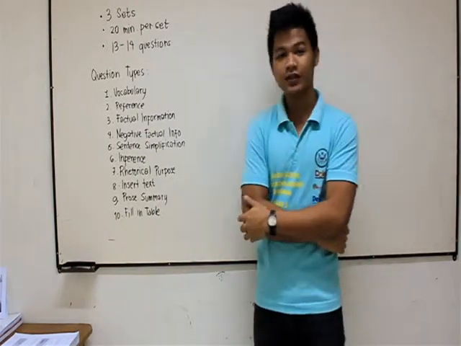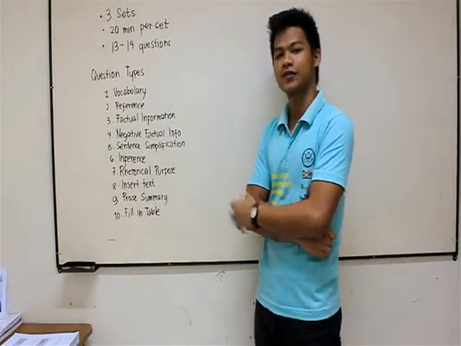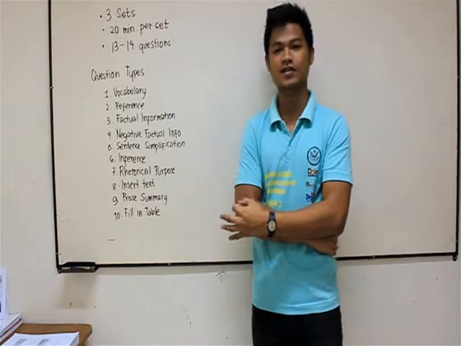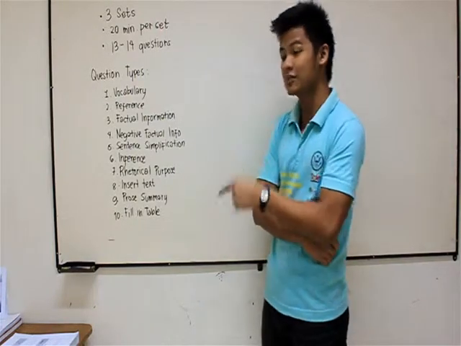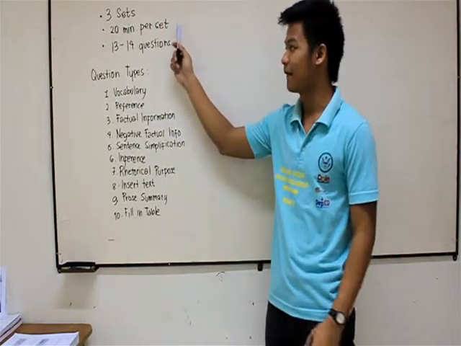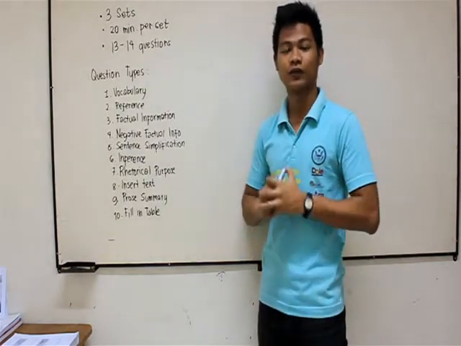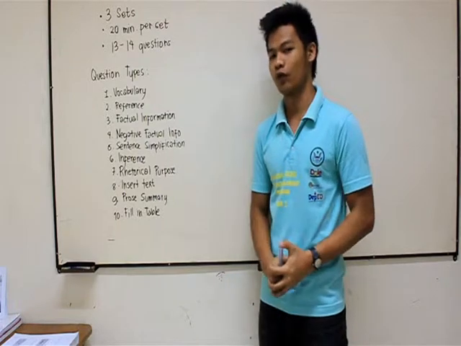First, in TOEFL reading, you need to answer three sets of passages. For each passage, you'll have 20 minutes. So 3 passages, 20 minutes each, means we'll have a reading section of an hour.